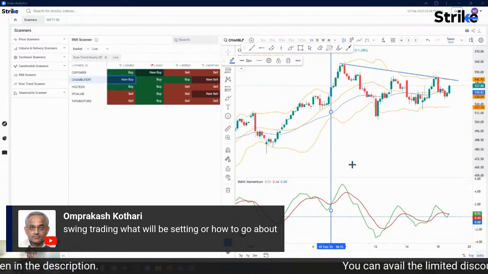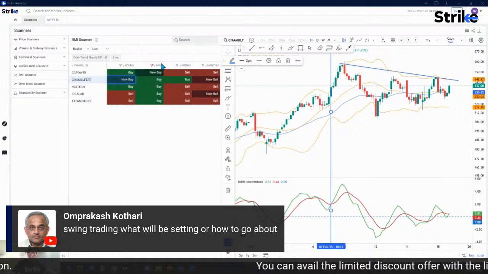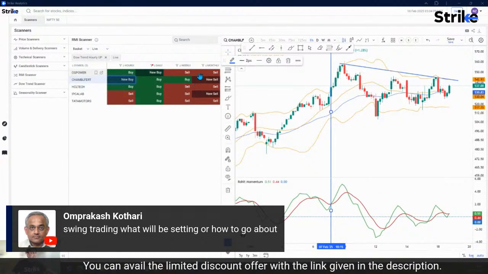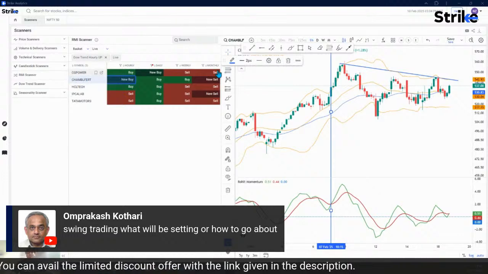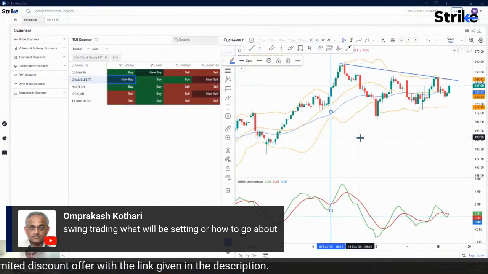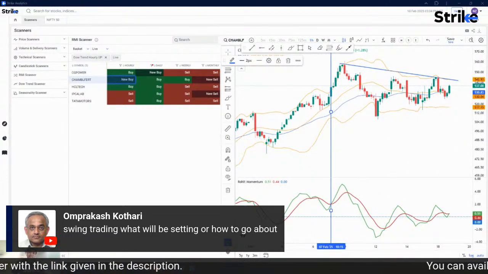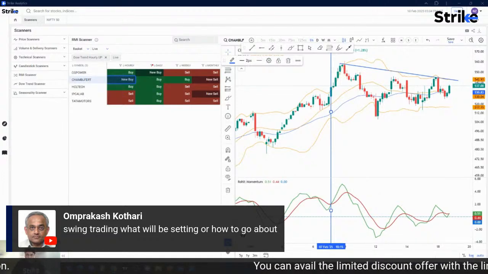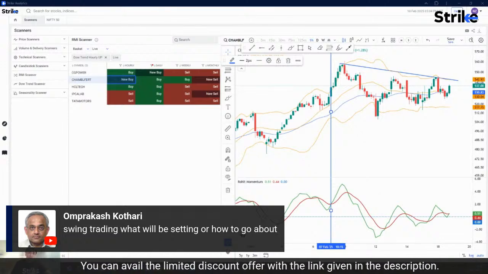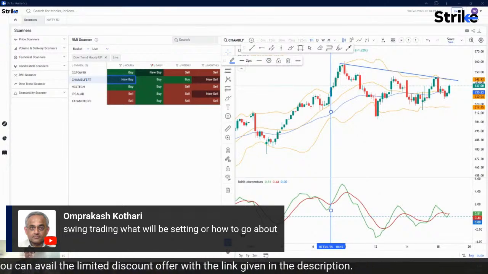If you are a swing trader, you can use daily and weekly time frame in combination. And if you are an investor, you can use weekly and monthly time frame. I hope this solves it. The method remains the same. All you have to do is first find out stocks which are in an uptrend, or the trend is changing in that particular stock.